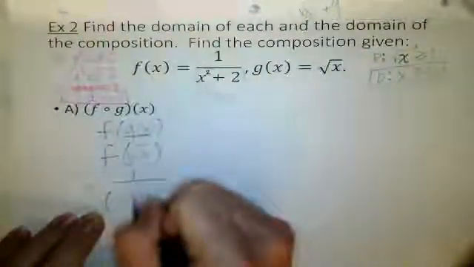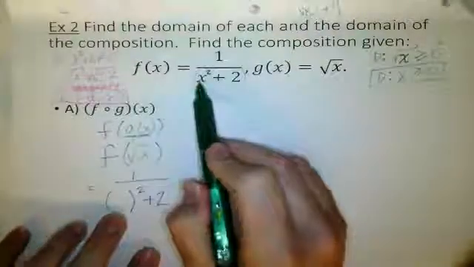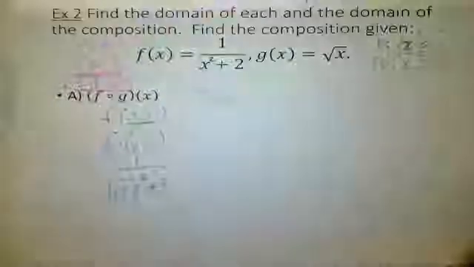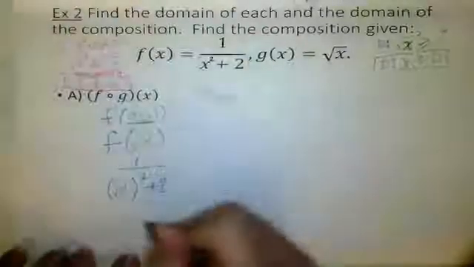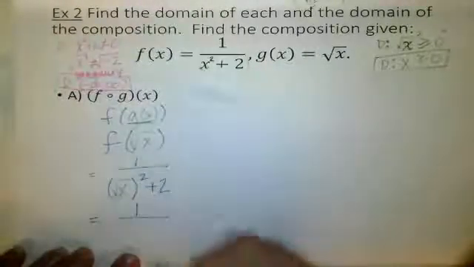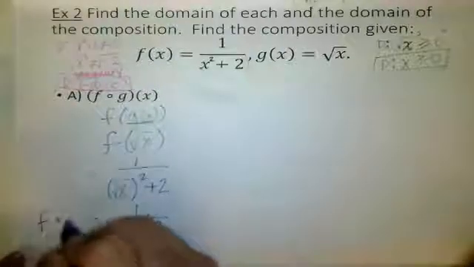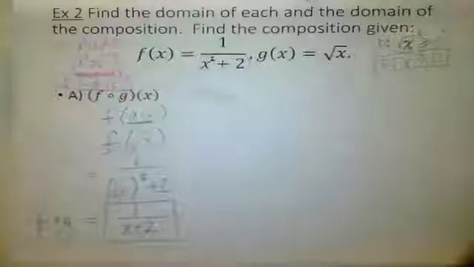So I can do that. 1 over something squared plus 2. And what goes in place of the x? Radical x. Very good. All right. Well, that's interesting looking. That is 1 over, what is radical x quantity squared? X. Good. Okay. This is f of g. This is the composition.